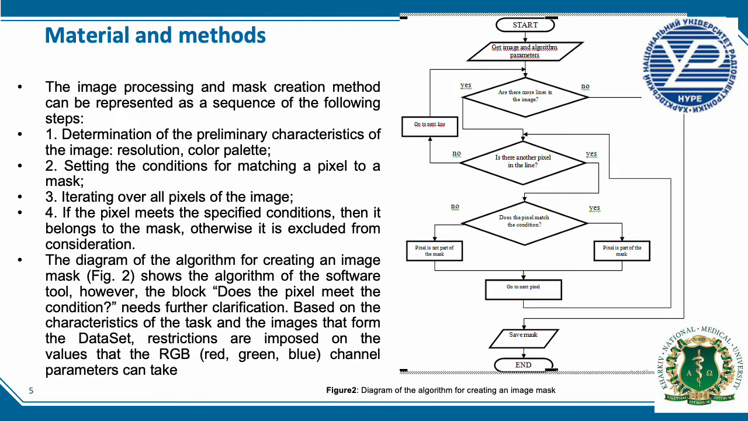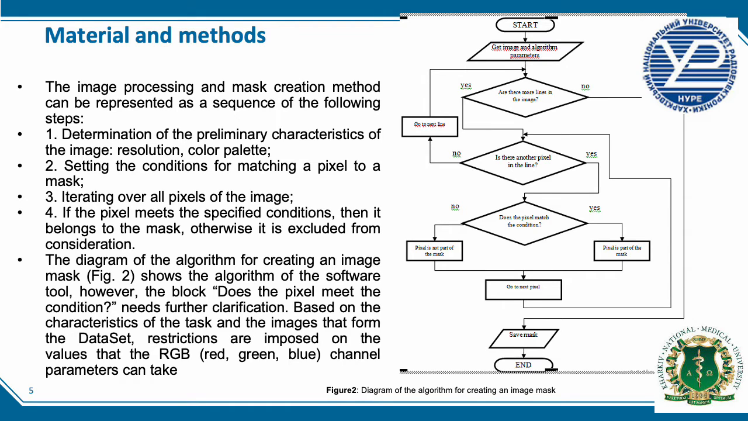The image processing and mask creation method can be represented as a sequence of the following steps. The first step was a determination of the preliminary characteristics of the image, such as resolution and color palette. The second one was setting the conditions for matching of a pixel to a mask. Third, iterating over all pixels of the image. Fourth, if the pixel meets the specified conditions, then it belongs to the mask, otherwise it is excluded from consideration.